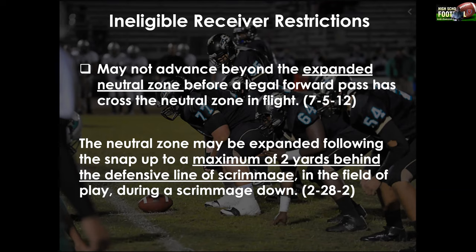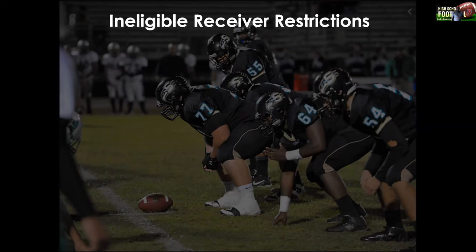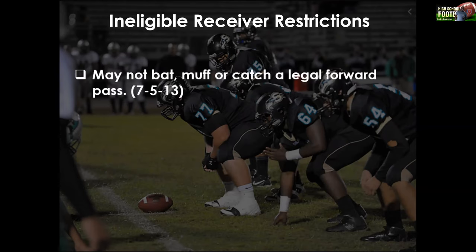So he goes by behind the line of scrimmage, and then a pass is thrown. You still have a foul for ineligible downfield because during the down, he went more than 2 yards behind the defensive line of scrimmage. Again, would anybody call that? Because nobody even knows, really. Probably not, right? But again, now you know. All right, the next one. May not bat, muff, or catch a legal forward pass.